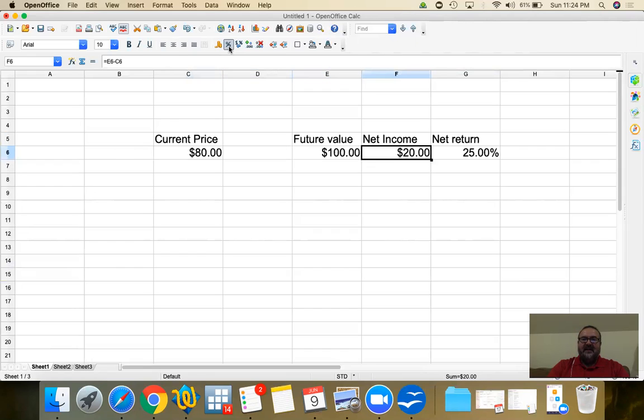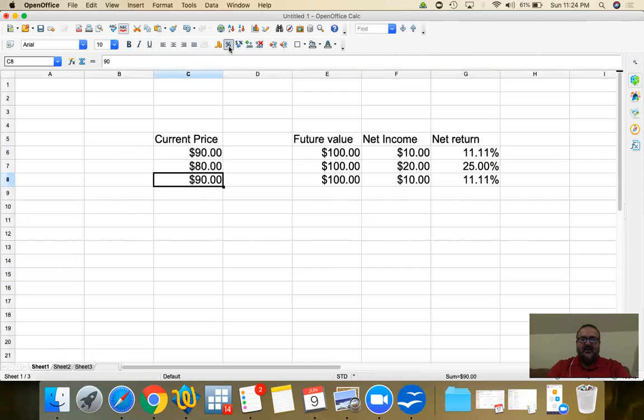Now, based on that net income of $20 and based on that investment of current price of $80, your net return now is 25%. Perhaps we should write them both. So just to see, now, if we pay $80 today, that's how much.